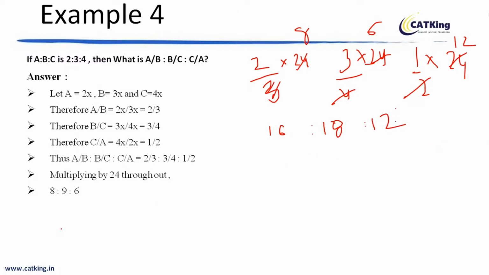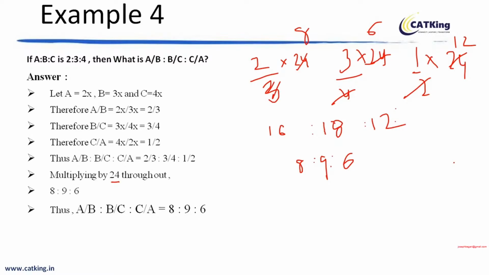We can reduce this by 2. Okay, so a lot of people might be wondering, why did we multiply throughout by 24 when we could have done it by 12? Alright, there is no issue if you've done it by 12. I've done it by 24 to be on the safer side, just to show that we can reduce these ratios more if they have a common multiple, which is 2. So we reduce this by 2, so that becomes 8, 18 becomes 9, 12 becomes 6. 8 is to 9 is to 6. Thus, A by B upon B by C upon C by A is equal to 8 is to 9 is to 6.